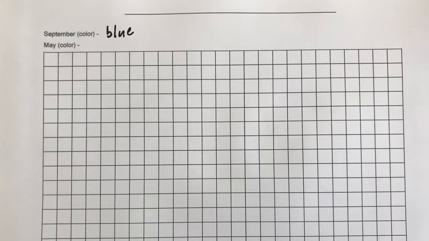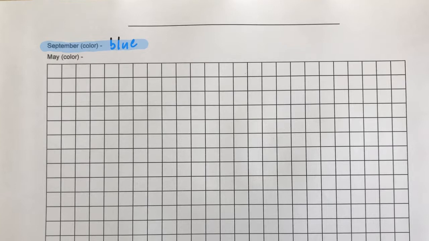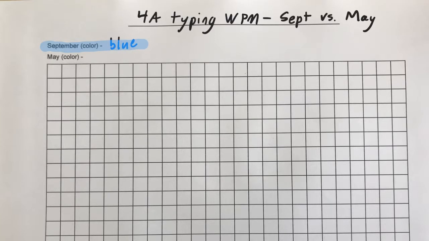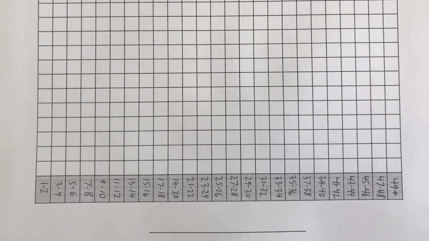And then I can start coloring these in blue. Not like that, but like that. Okay, so let's have a look. And one other thing before we look at the data, you need to give the chart a title. So I'm going to call it 4A typing words per minute, September versus May. And now I can look at this.